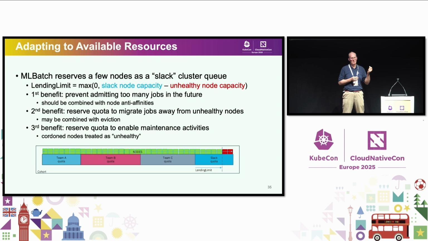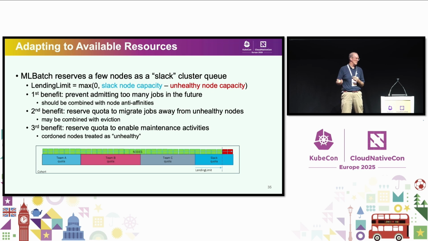The green nodes represent nodes. So the squares on top represent nodes. The green ones are healthy ones, the red ones are unhealthy ones. And so we have a mechanism where we reserve this Slack cluster queue. What we do is we have a reconciler that's watching the status of nodes.